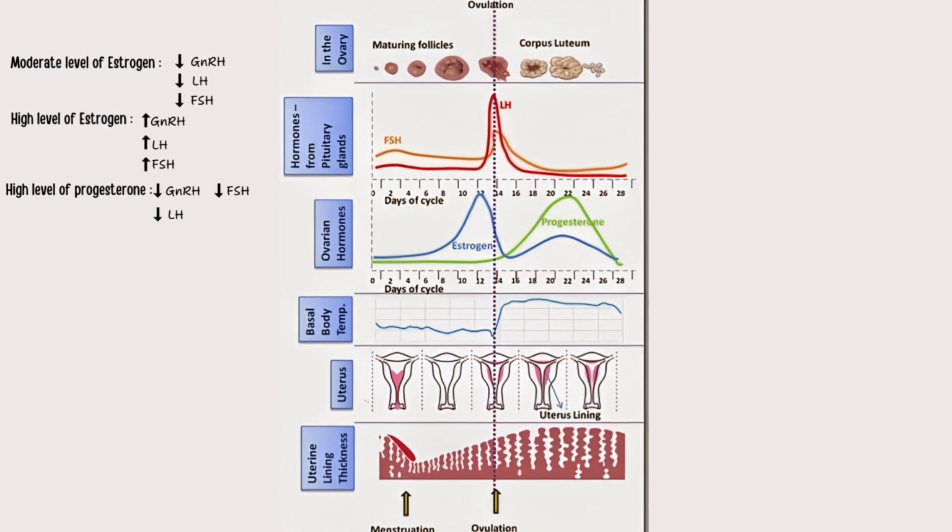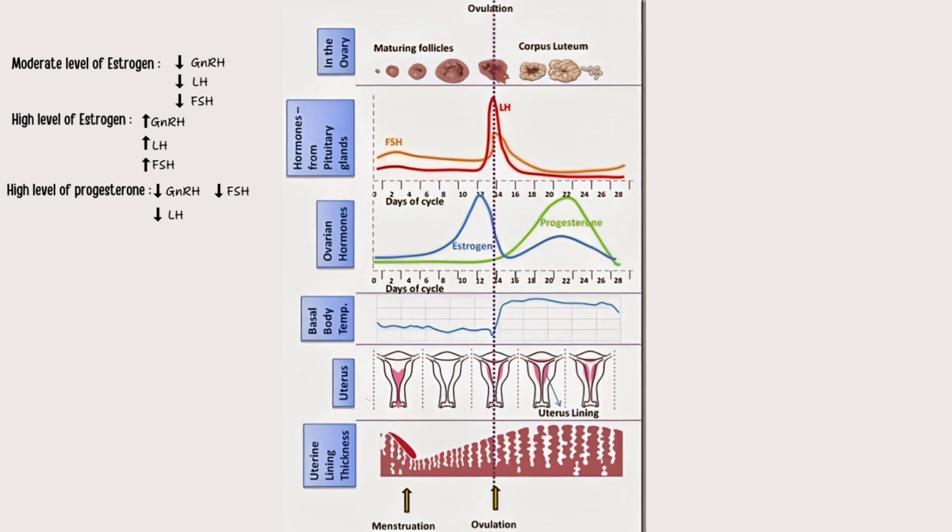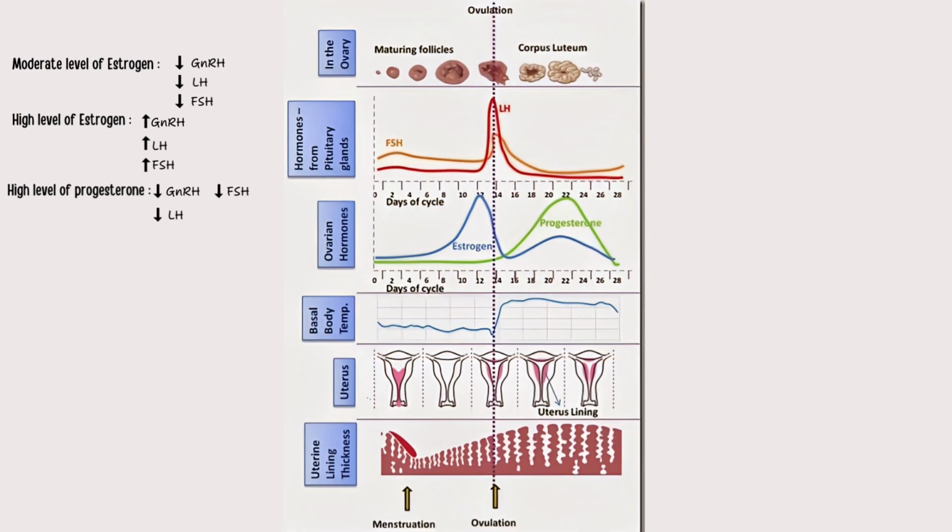Here is the graphical representation of various hormones that play a role in the endometrial cycle. There are three important points that help to understand the endometrial cycle graph. First, a moderate level of estrogen will decrease the level of GnRH, which in turn decreases the level of LH and FSH. A high level of estrogen will increase the level of GnRH, LH and FSH. A high level of progesterone will decrease the level of GnRH, LH and FSH.